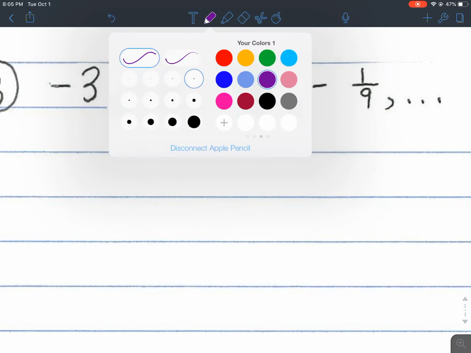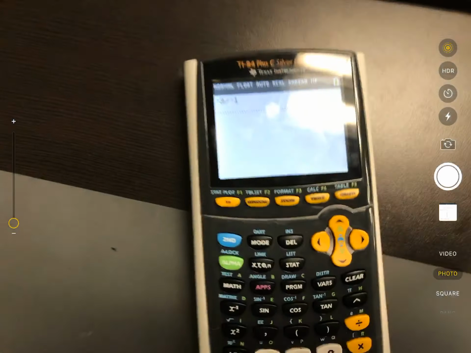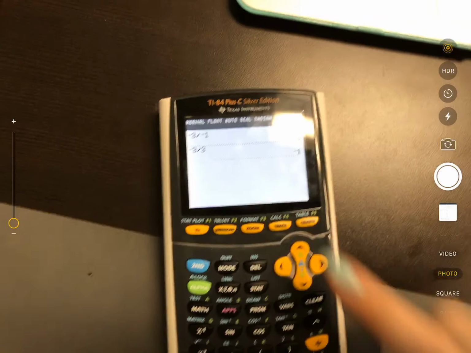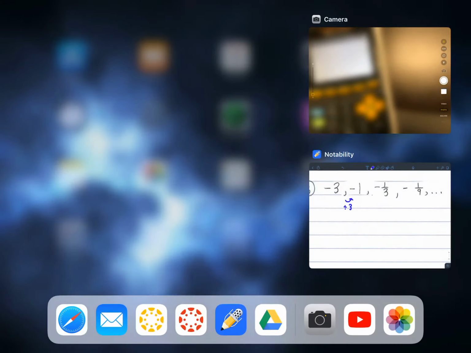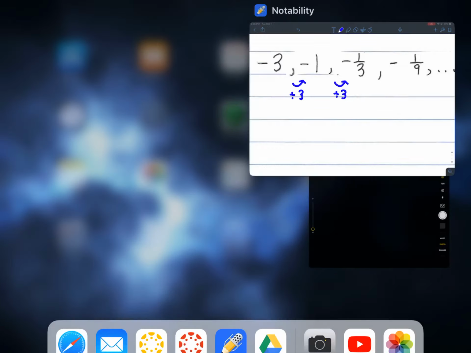let's erase this actually, let's make this blue. If I divide by positive 3, negative 3 divided by 3 should give me negative 1. Negative 3 divided by 3, that gives me negative 1. Now the next number in my sequence I want is negative 1/3. So let's see if I put this in the calculator and I divide by 3 that I get negative 1/3.